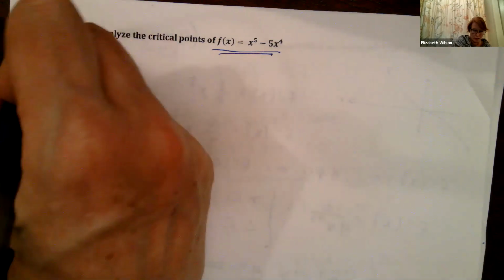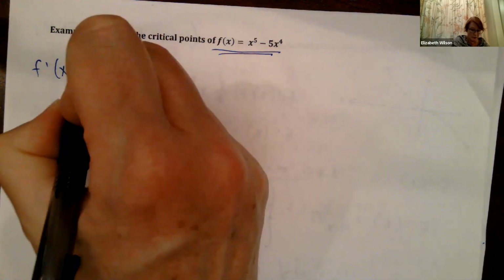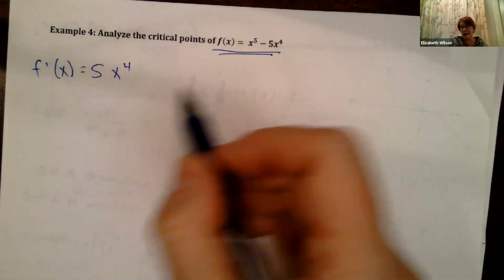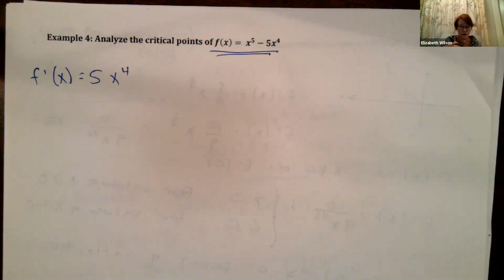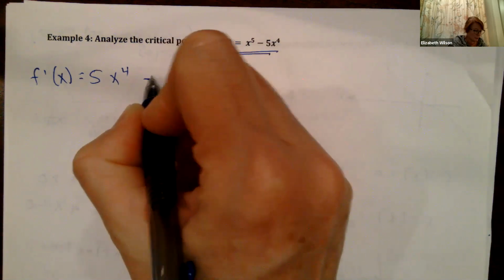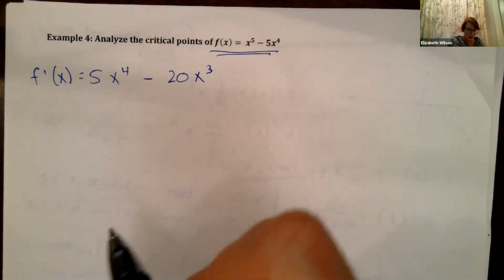So the first thing I need to do is find where my critical points are. So I take my derivative. I'm going to get 5x to the 4th. Now remember, for those of you who recognize that I'm using the power rule when I take these derivatives, which technically speaking we're not learning until chapter 2, but when you do your homework for 1.5 and 1.6, you can use the power rule. All right, minus 20x cubed, okay? So I've got my first derivative.